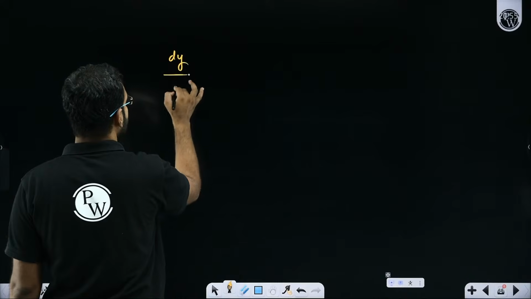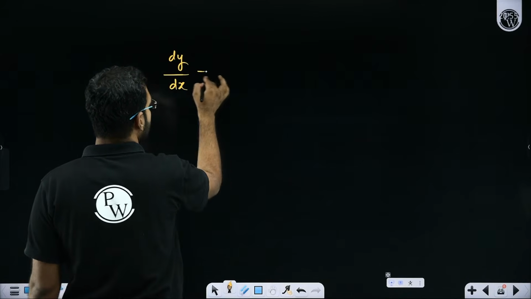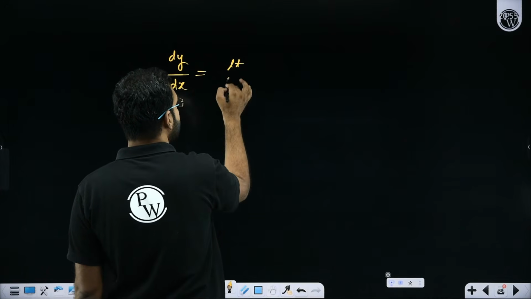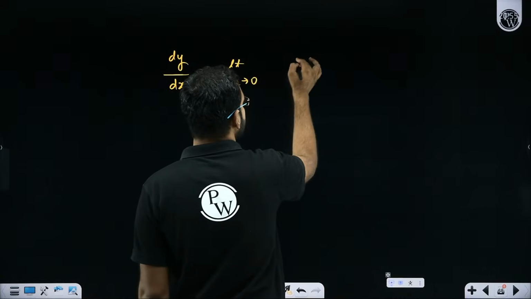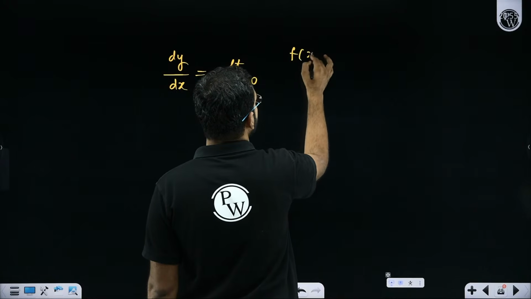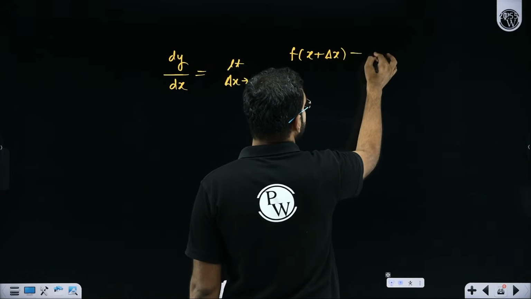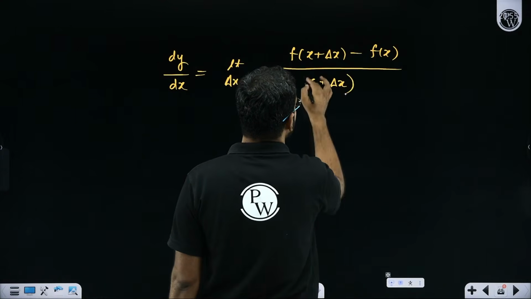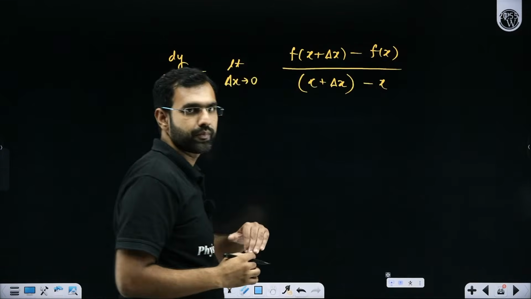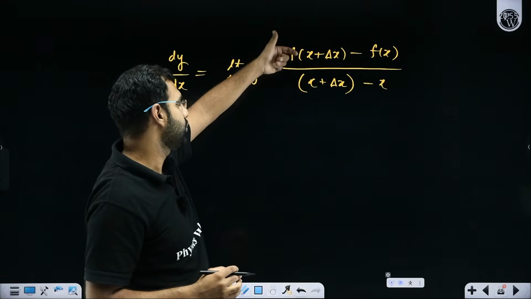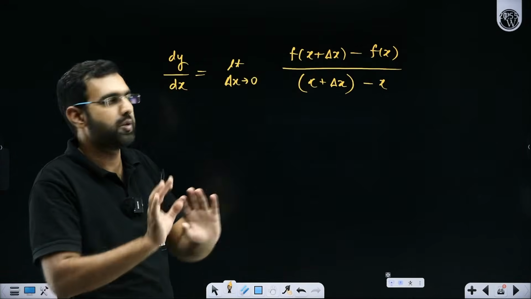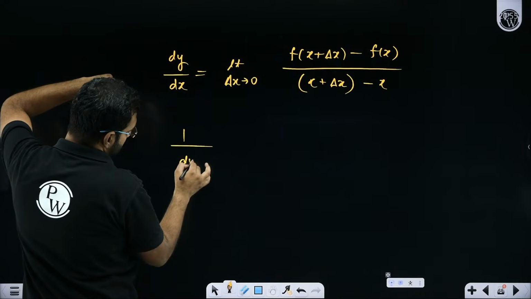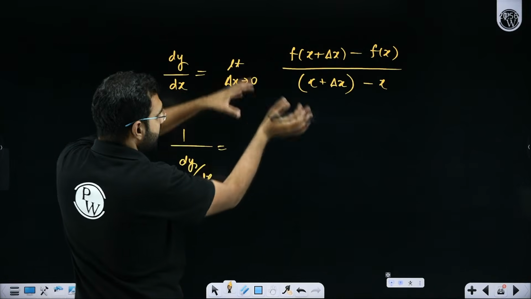The actual definition of dy by dx, this is an operator, is this: limit del x approaching 0 of del y by del x, that is, f of x plus del x minus f of x divided by x plus del x minus x. So this is that ratio. In this ratio, if I swap the numerator and denominator, the whole operation remains the same. So that's why we say dx by dy, or rather 1 upon dy by dx, will simply be the reciprocal of this.